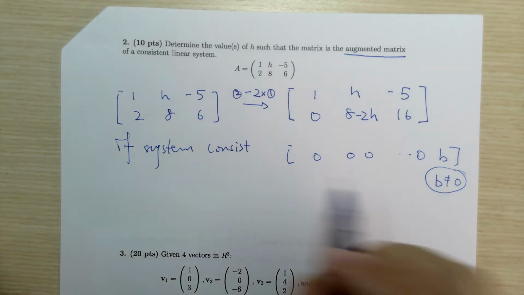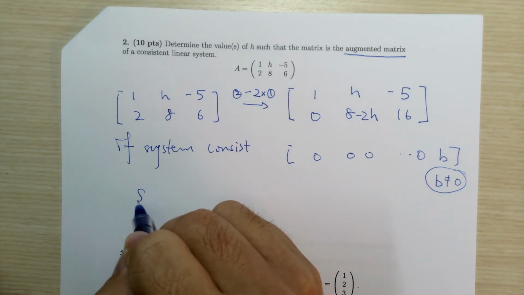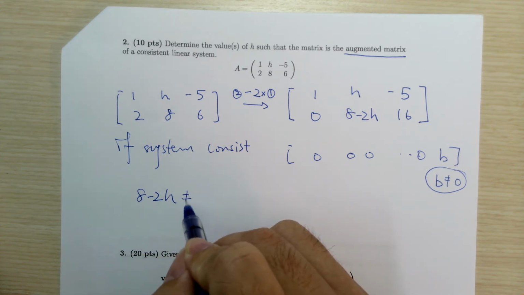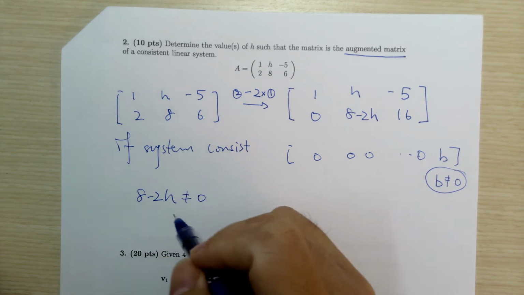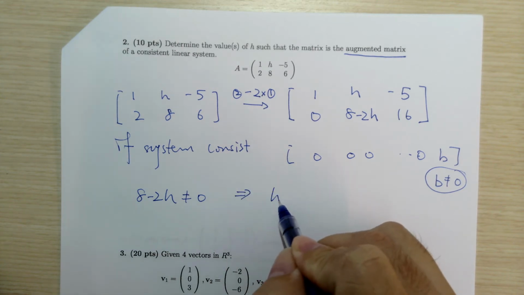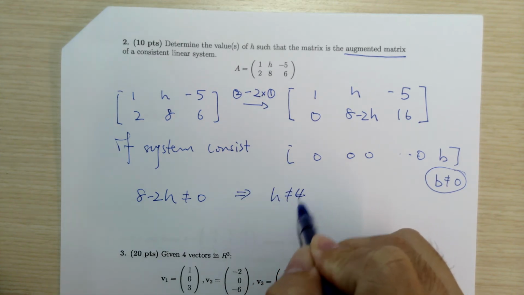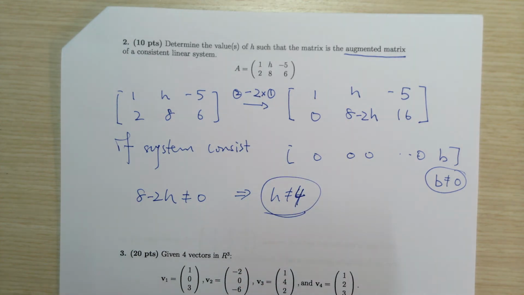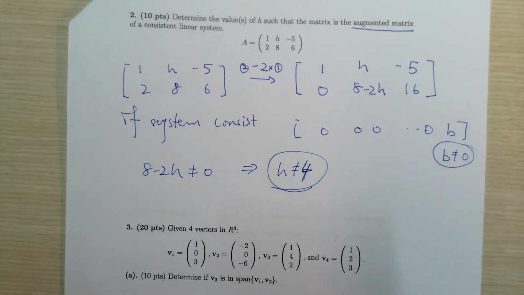So to avoid that, do you see that as long as we make sure that 8 minus 2h does not equal 0, that is, h does not equal 4, we should be good enough, right? We should be good enough. In other words, the only situation that will make my system inconsistent is when h equals 4. And as long as h is not equal to 4, we're good to go. Okay.